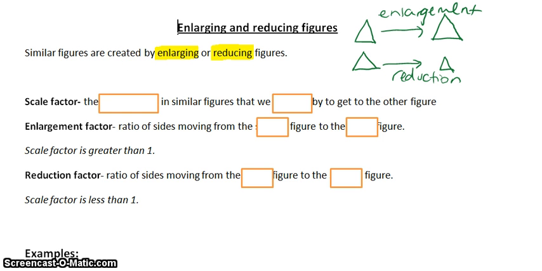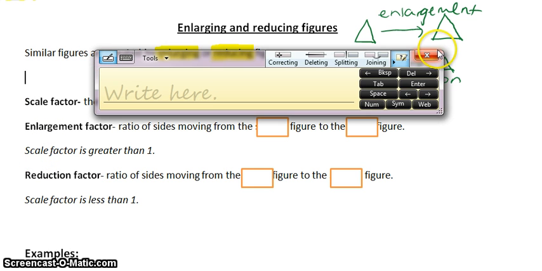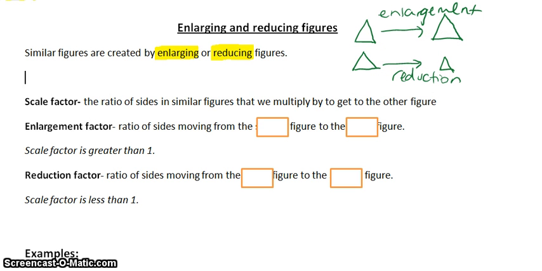Okay, now we've talked informally about this thing called the scale factor, and the scale factor is the ratio of sides in similar figures that we multiply by to get the other figure. Okay, so that's really important to think about. The scale factor is the ratio of sides that we multiply by to get to the other figure.